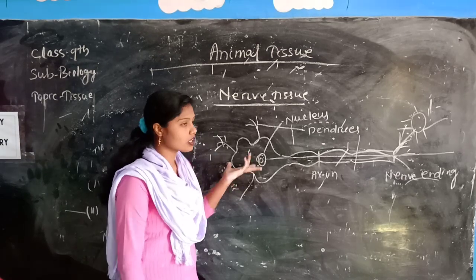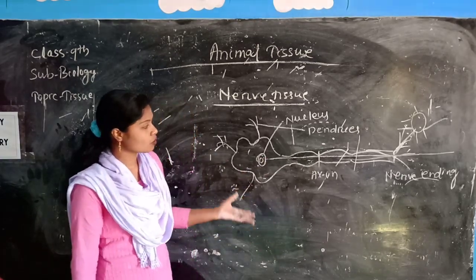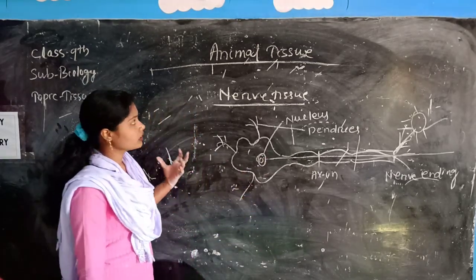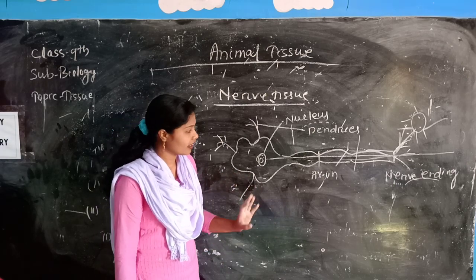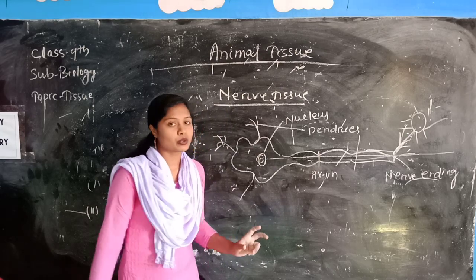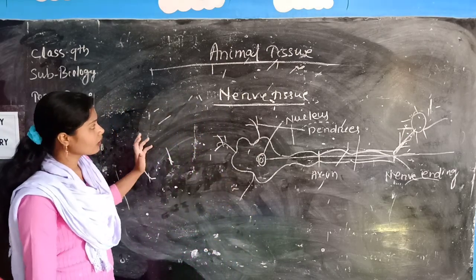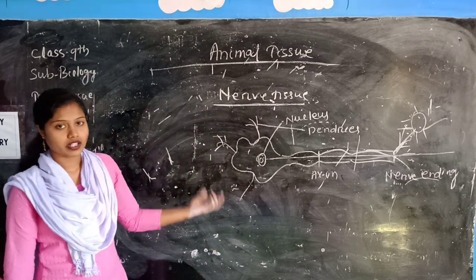So this is all about the tissue of our body and tissue of plants. So this chapter is done, and pause this video and note all about the plant tissue and animal tissue.